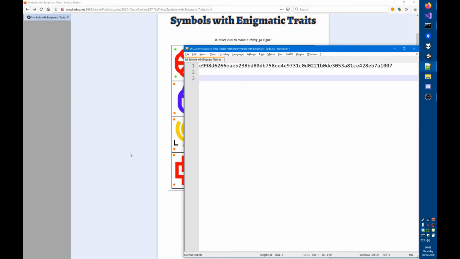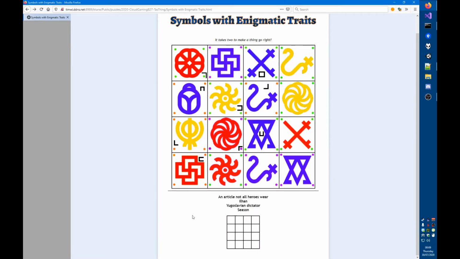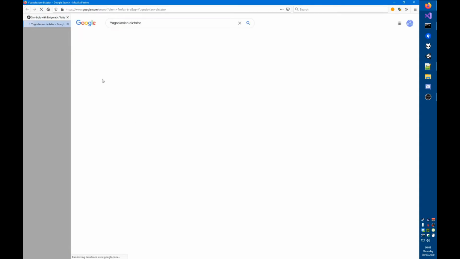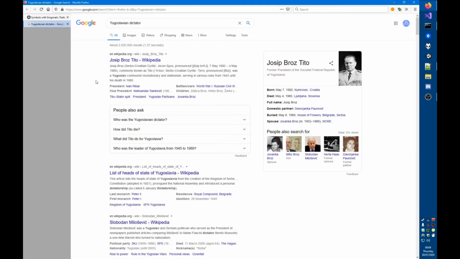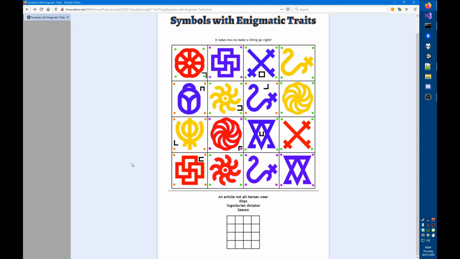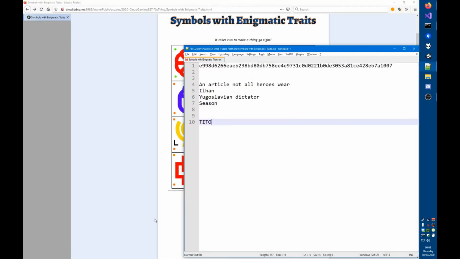So obviously we have our answer code ready, which we will use later to check our answer. But the first thing I'm drawn to is these four clues here. Because I think that Yugoslavian dictator might be Amin, Idi Amin. Oh, it's not. Oh, it's Josip Broz Tito. Okay, Tito then. So I suspect that they're all four-letter words. An article not all heroes wear, I'm going to say, is a cape. And the only four-letter season is, of course, the American word for autumn, which is fall.